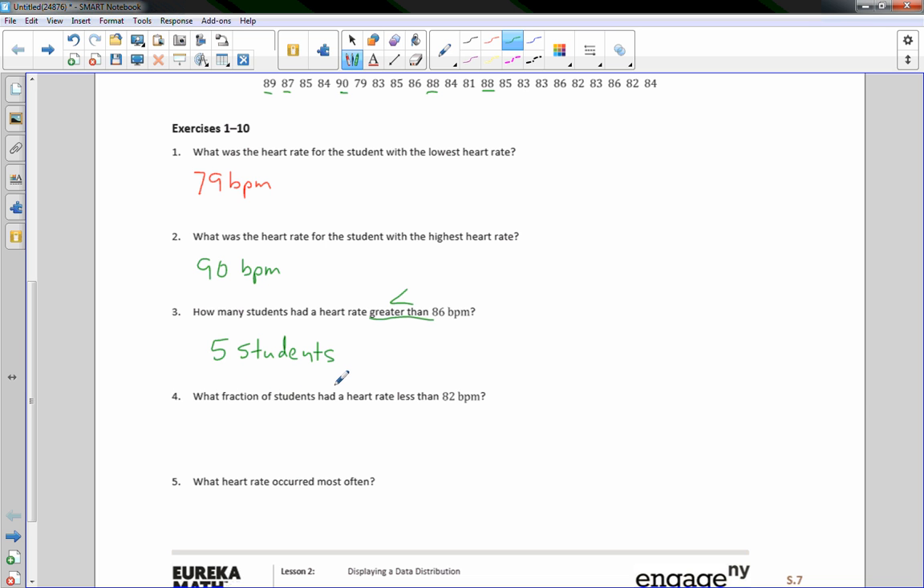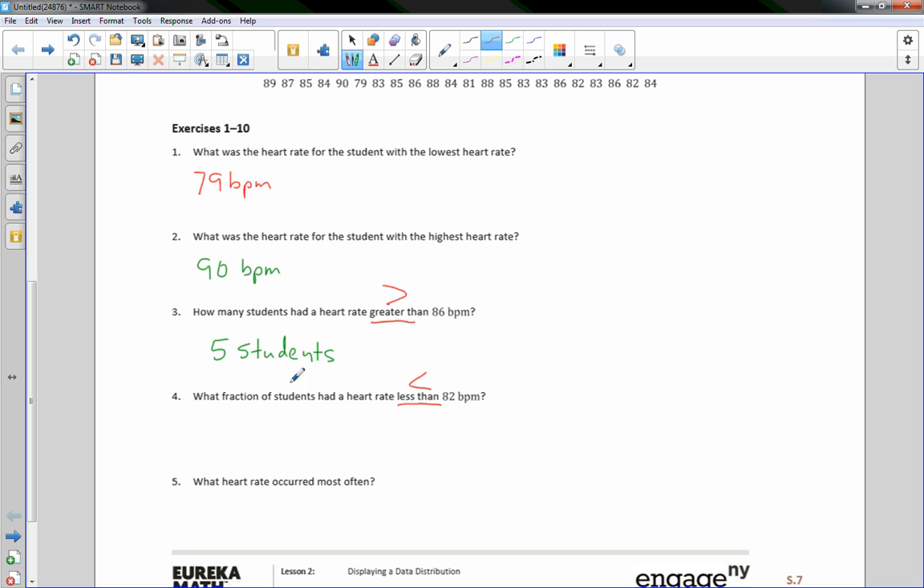4. What fraction of students has a heart rate less than 82? So now let me erase this. And remember, less than does not include equal. So less than, the symbol for less than. Oh, look at me. That is less than here. Wow. My apologies. Greater than. Less than. All right.